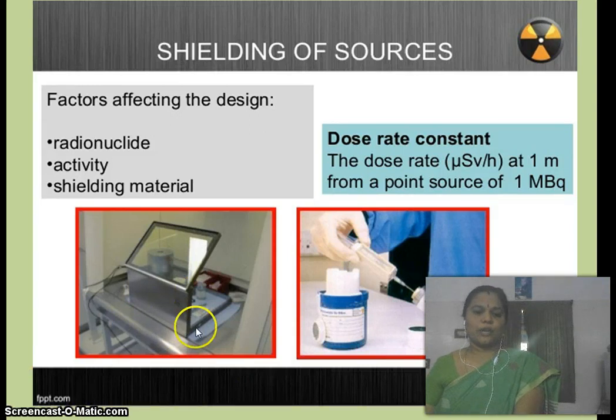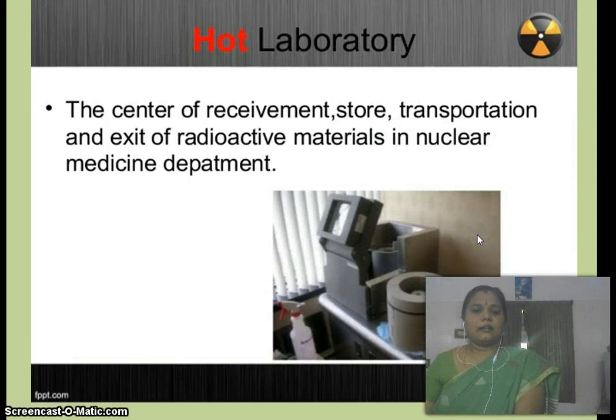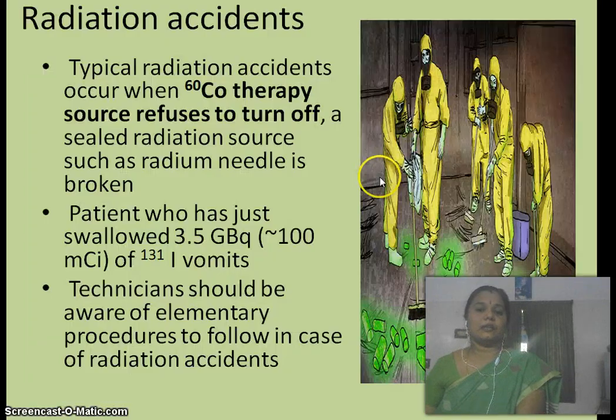This is the box where the radionuclide material is placed, and only during the therapy the material is taken out and placed in a needle where the dosage rate can be measured, at the rate of microsievert per hour, which is also equivalent to 1 megabecquerel. The technician should always be careful while receiving, storing and transporting radioactive materials in the nuclear medicine department, because any mishandling may lead to radiation accidents.